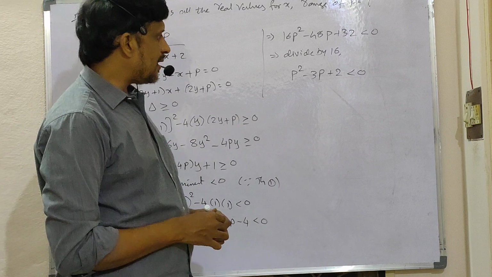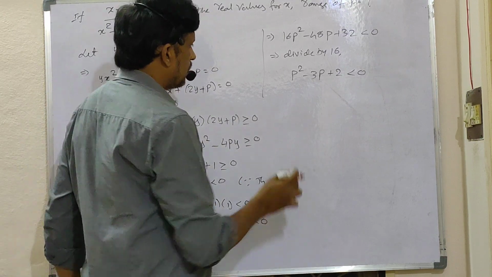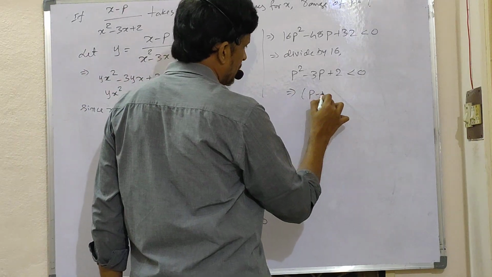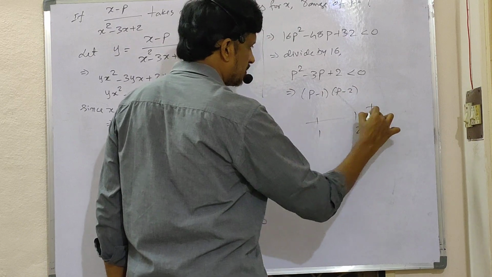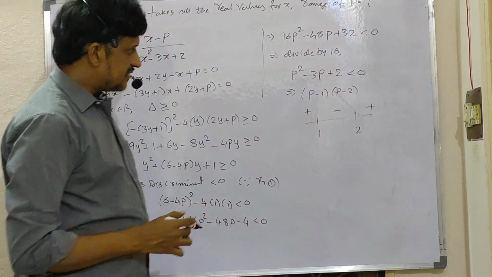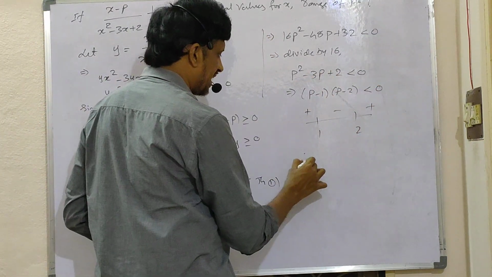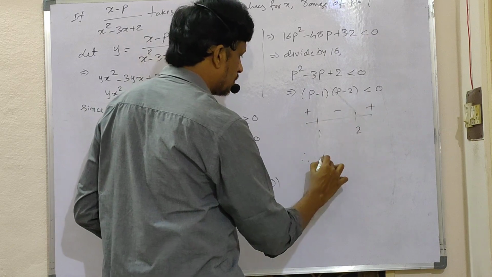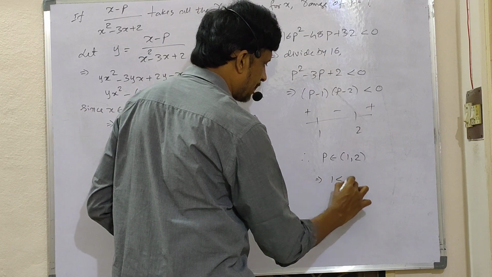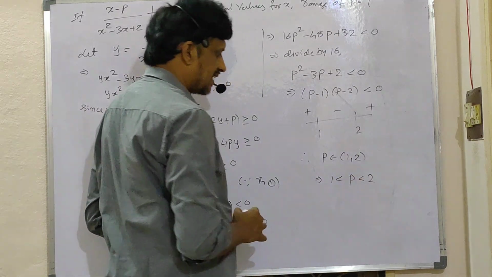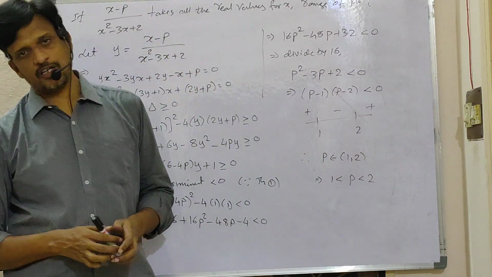P square minus 3p plus 2 is less than 0 is the relation we are getting here at the end. And now write this as the product of factors (p minus 1) and (p minus 2). So the roots are 1 and 2, positive, negative, positive. Since it is less than 0 means negative, negative means between 1 and 2. So p belongs to (1, 2). 1 is less than p is less than 2 is the required range of p. So here the value of p always lies in between 1 and 2.